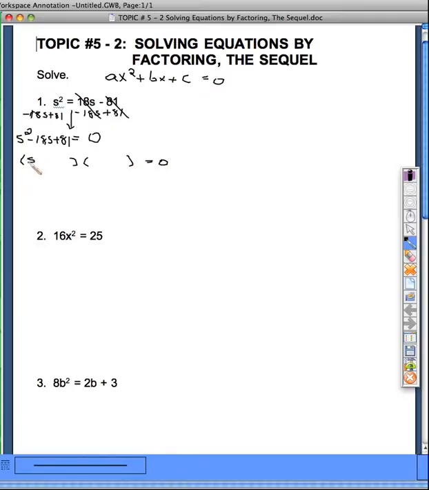It'll be s times s to give me the s squared. Both the factors are going to be negative. Second sign being positive means they're the same. And factors that multiply to be 81 and add to be 18 will be negative 9 times negative 9. Now this is what we call a double root. If you notice, when we set each factor equal to 0, the factors are identical, so we only have one solution. And that's going to be s equals 9.